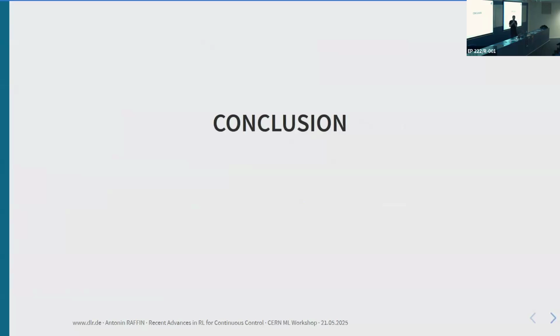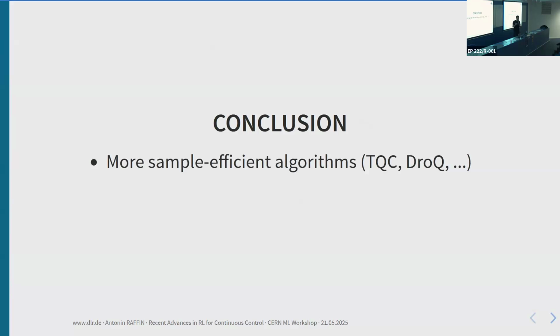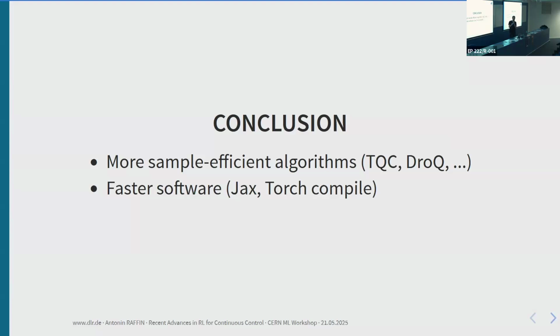So to conclude, I presented different ways to make things more sample efficient: by having more advanced algorithms like TQC, which is estimating the distribution of outcomes. You can also have a higher replay ratio with, for instance, DroQ, or you can have a bigger neural network and combine all of them. Together with those advances, there's all the just-in-time compilation that can make things much faster, from 2 times to 10 or 20 times faster. And for that, you can have a look at JAX and Torch Compile.